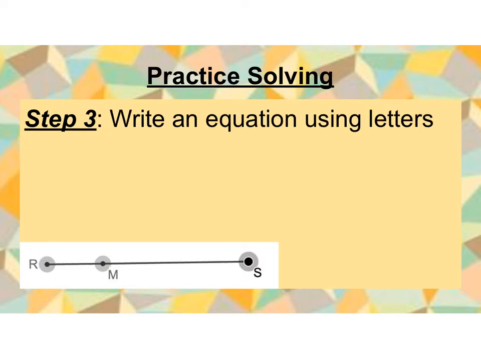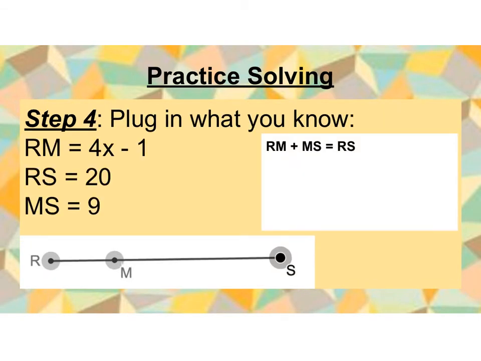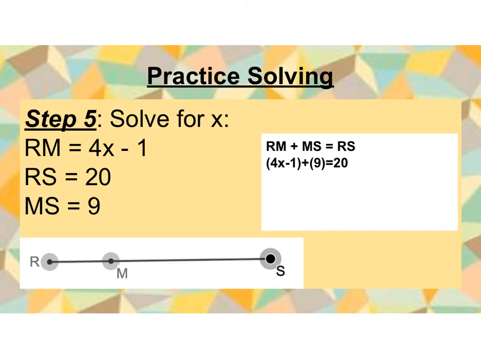I want to write an equation using the letters. So I can say RM plus MS equals RS. That is how they are related. Now I'm given some information, and you should put that information right on your picture. So RM is 4x minus 1, RS, which is the whole thing, is 20, and MS is 9. We're going to plug that into my equation with RM, MS, and 20, and we'll solve for x.